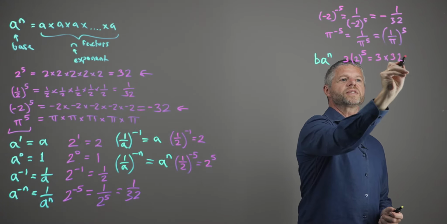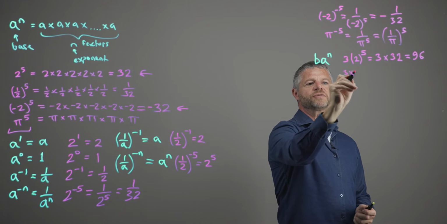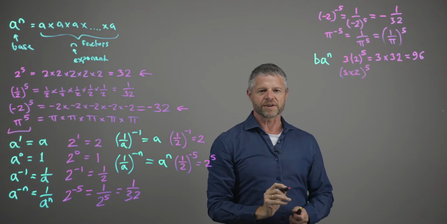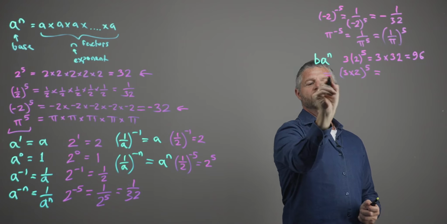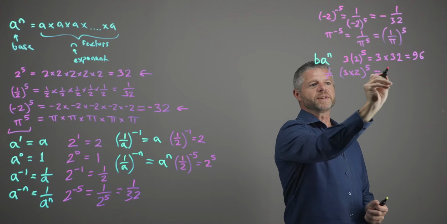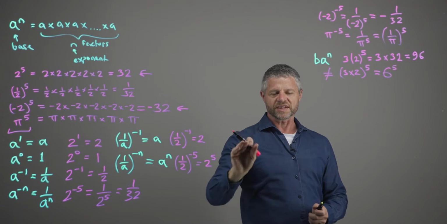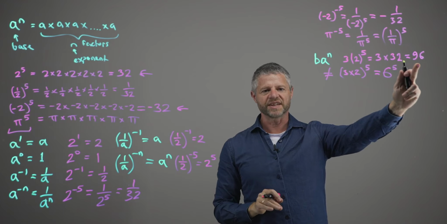You've got to be a little bit careful here that you're not going to try and do the 3 times 2 first and then raise it to the power of 5, because that's a different thing entirely. Because that's going to be 6 raised to the power 5. So 6 times 6 times 6, 5 times. It's going to be a lot bigger than 96.